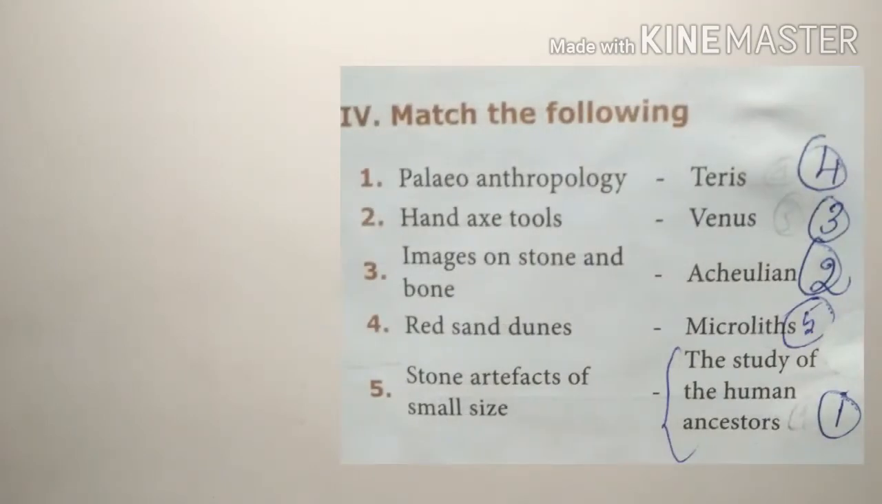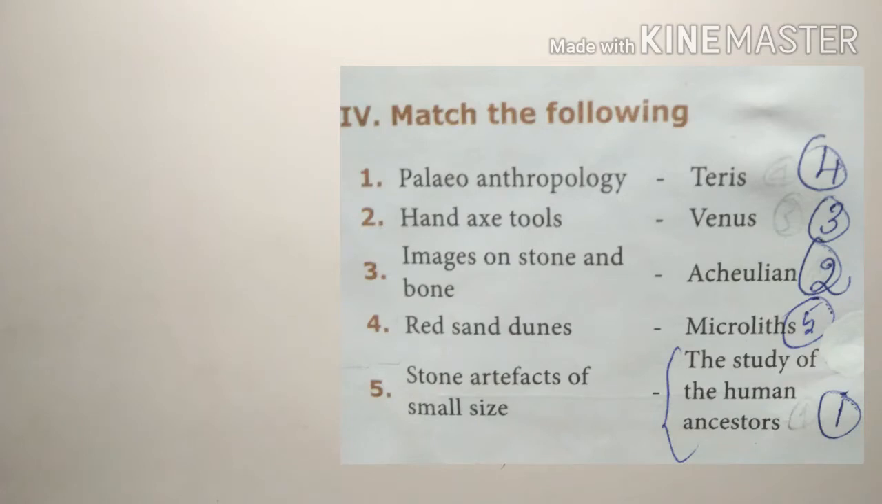First one, paleoanthropology. Come to the right side. The answer is last one, the study of human ancestors. Question number 2, hand axe tools. Answer is Acheulean. See the right side, third word, Acheulean.